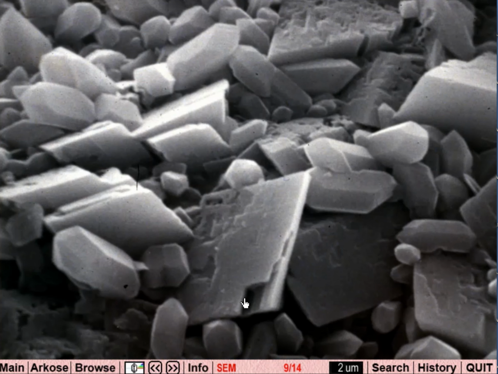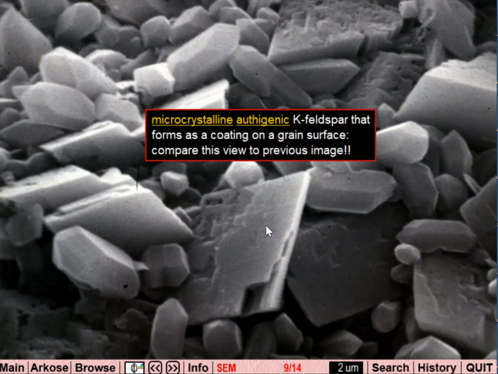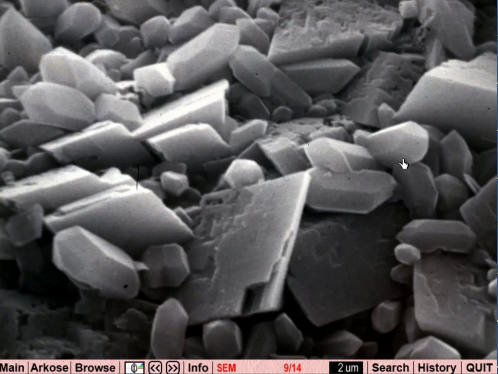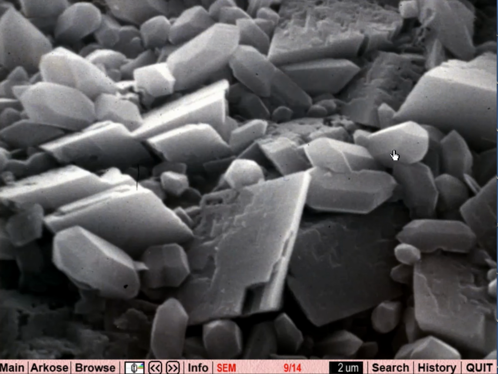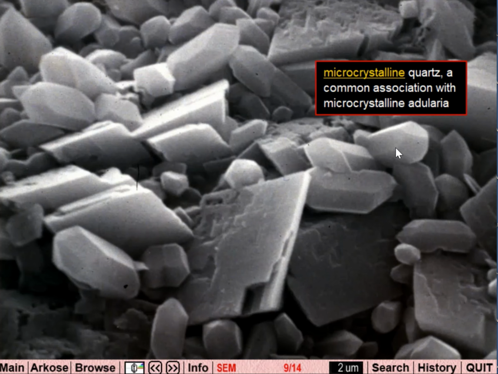Okay, one of my favorite images in this. It's a scanning electron microscope image, and check it out. Here's our adularia, our authigenic cave feldspar. But it's got a very different form than some of the other minerals around it. So check out the crystal habit, the crystal elongation. We have two minerals in this scene: quartz and cave feldspar. See if you can tell these apart.